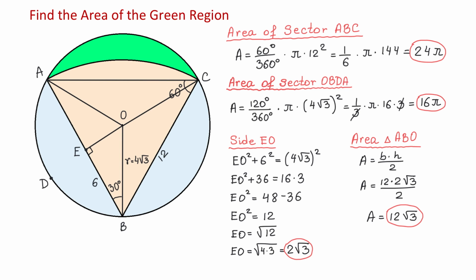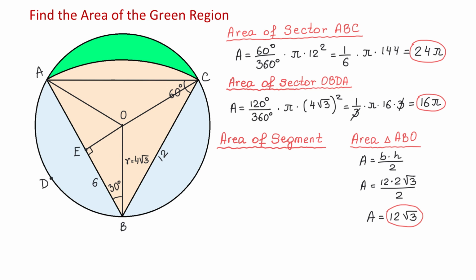And now, once we have the area of the sector OBDA and the area of the triangle ABO, we can find the area of the segment by subtracting the area of the triangle from the area of the sector. So again, the area of the segment is equal to the area of the sector, which is 16 pi, minus the area of the triangle, which is 12 square root of 3. So this is the area of this segment. Then the area of this other segment is the same because these two segments are equal.